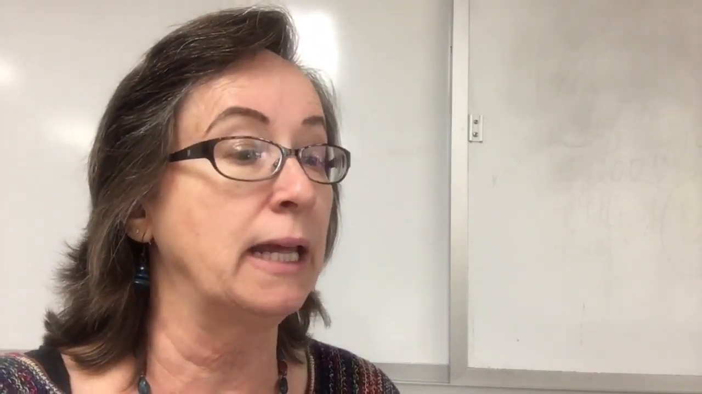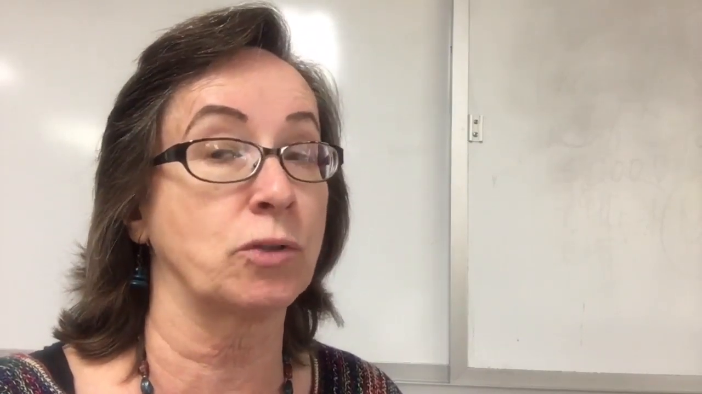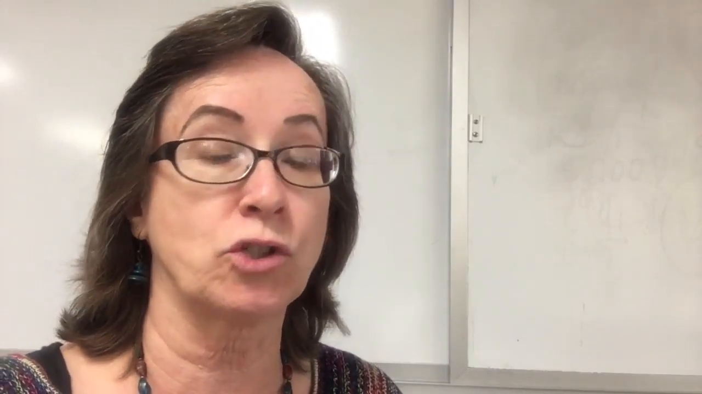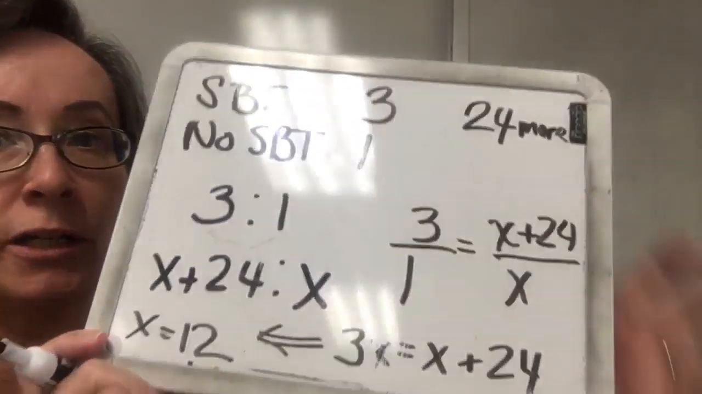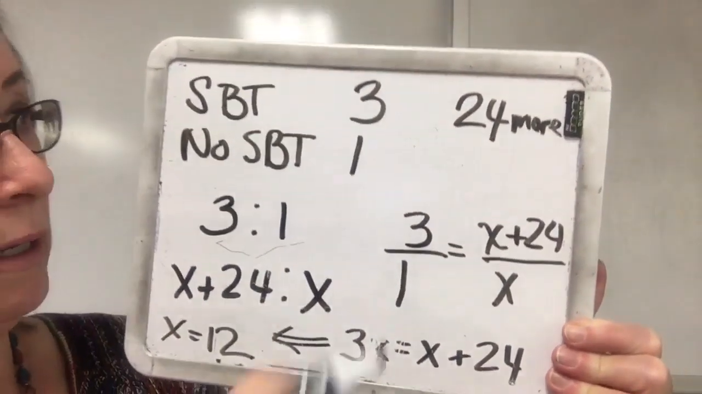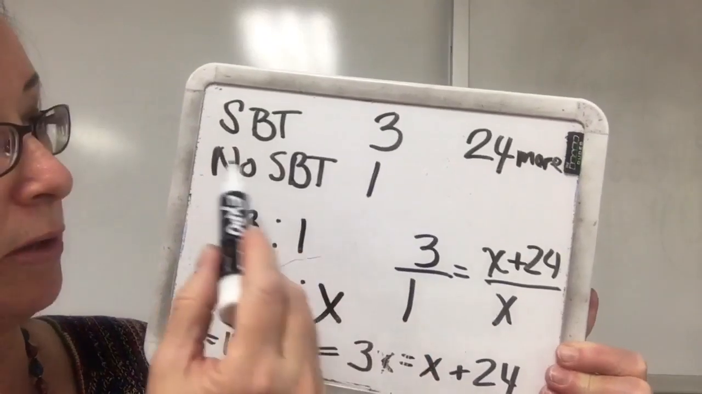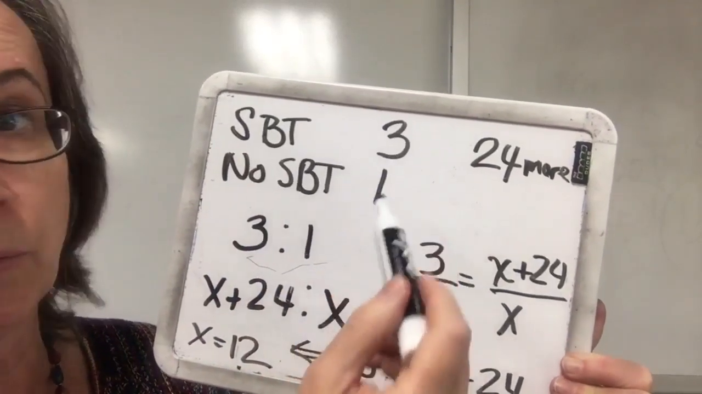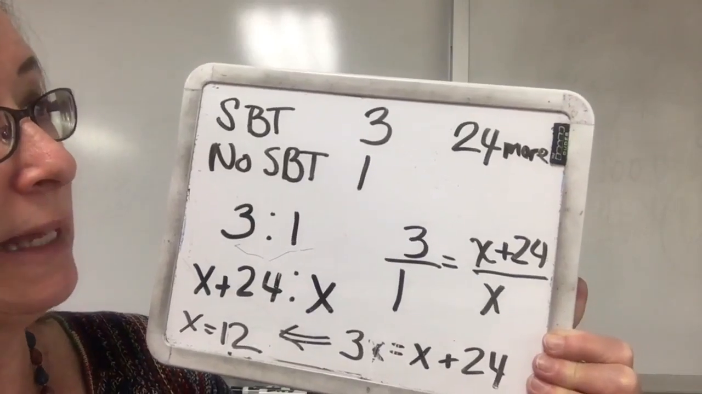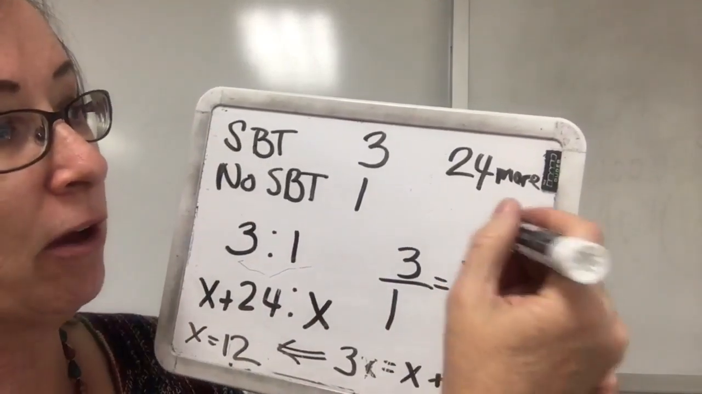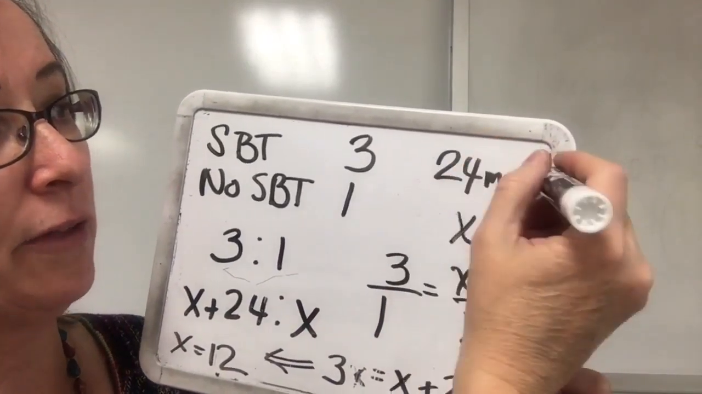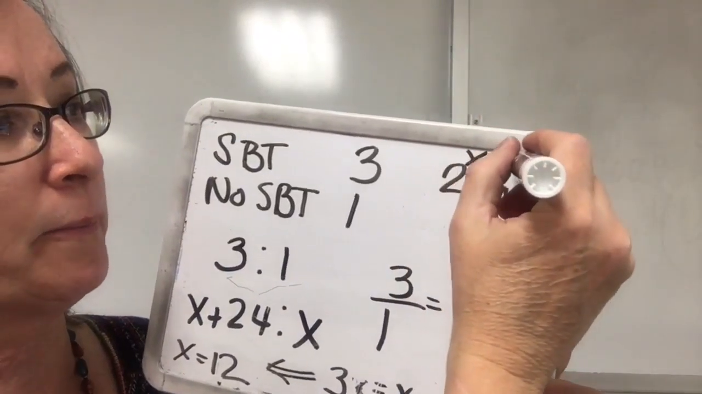The second problem says the ratio of the number of students in a fraternity who went on a spring break trip to the number of students who did not was 3-to-1. If the number of guys who took a trip was 24 more than the number of guys who did not, how many fraternity members took a trip over spring break? I've got our information here on our little board. Those who took a spring break trip to those who took no spring break trip were 3-to-1. But 24 more took the spring break trip than did not. So if I call this x, then I can call the 24 more x plus 24.